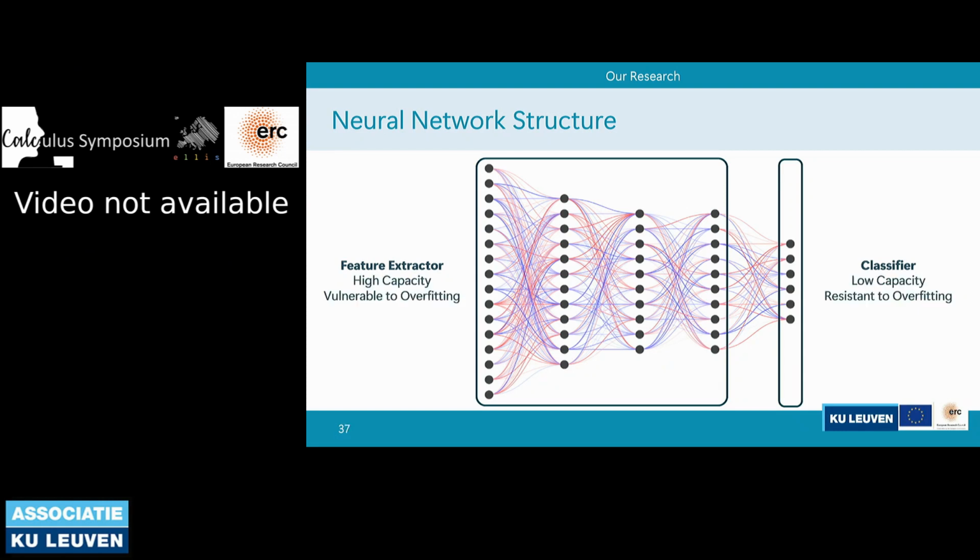The feature extractor is composed of many different nonlinear layers, so it has high learning capacity, but because it has a high learning capacity, it's more vulnerable to overfitting. On the other hand, the classifier is only one layer, typically an affine transform, so it has lower learning capacity, but that makes it also more resistant to overfitting.